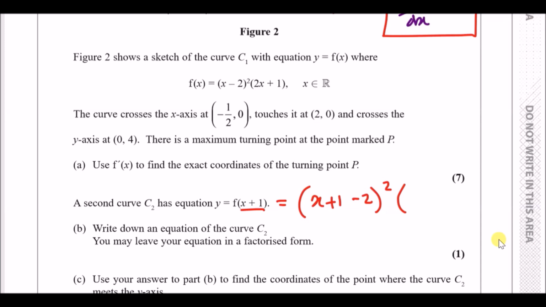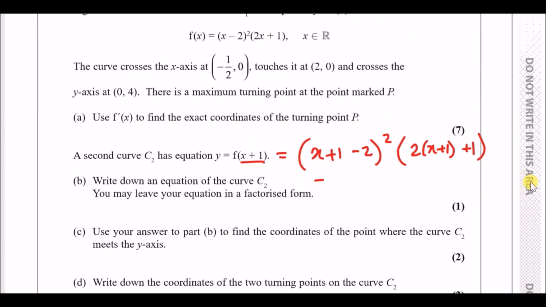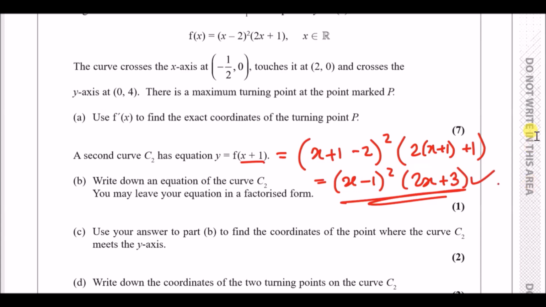Now this one is 2x, so replace it with 2, a little bracket, x plus 1, plus 1. Now all you want to do, guys, is literally just tidy up the inside, yeah? So 1 minus 2 is just minus 1. So x minus 1, squared. Expanding this carefully, you get 2x plus 2, add 1. So it's 2x plus 3. Okay, and that checks out.